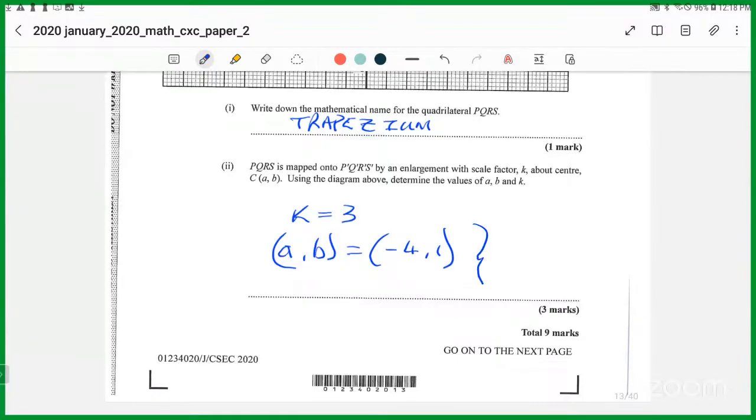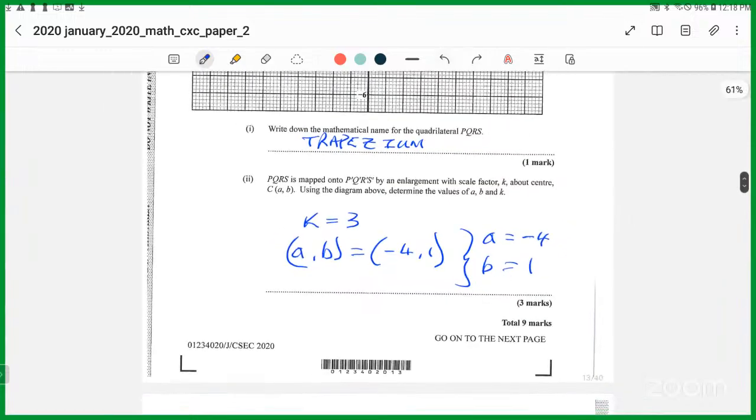Which means that A is equal to negative 4 and B is equal to 1. That's the answer. K is the scale factor of 3, and these are the coordinates of the center point. Alright, that finishes that question.